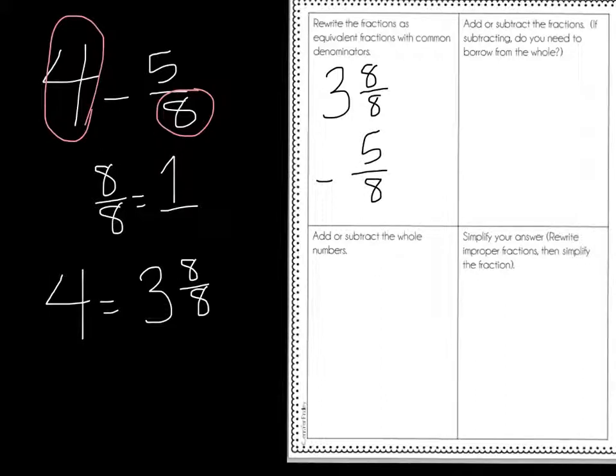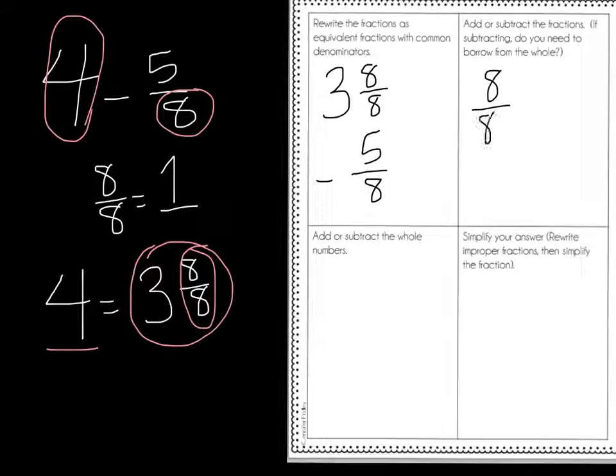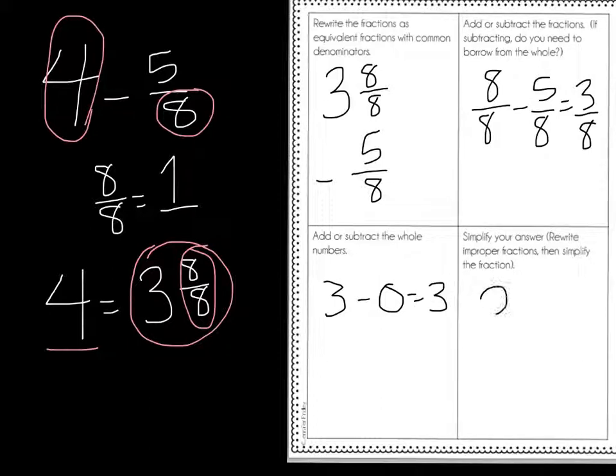Now we need to add or subtract the fractions. If subtracting, do we need to borrow from a whole? Well, that's exactly what I did here. I borrowed 8/8 from the whole of 4 so that I could turn my problem into one that I could solve. So now I have 8/8 minus 5/8 equals 3/8. Now I need to add or subtract the whole numbers. I've got 3 minus 0. That equals 3. So now I have 3 and 3/8.